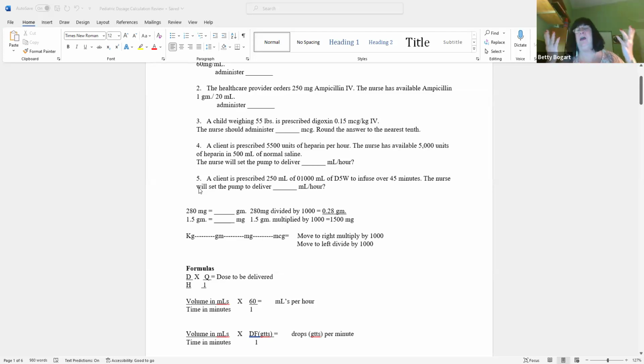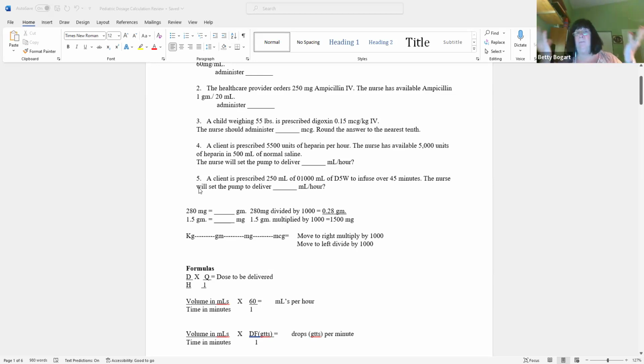Oh my God, now we've got units. Students often say, I can't do units, I don't understand. Well, if you don't like units, make it milligrams. Make it whatever you like. Because remember, this is a question that's prescribed to be delivered, ordered. You need to administer 5,500 units of heparin, insulin, Pitocin, whatever it is. That's a dose. Do you see the dose?